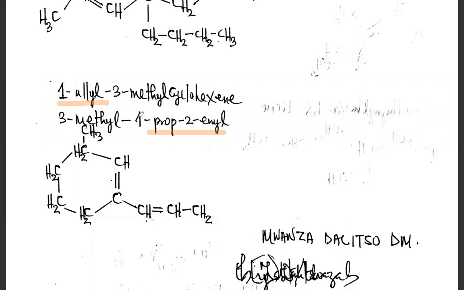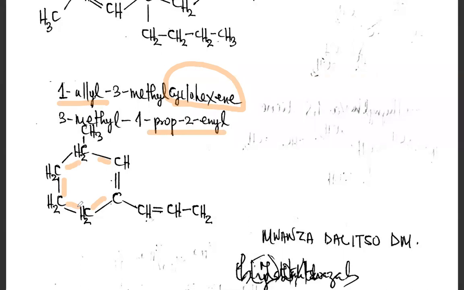So, same thing. Our main chain is cyclohexene. Now, cyclohexene, that is, you have a double bond somewhere. You can have a double bond there, or there, or there, or there also. It depends where you want to position it.